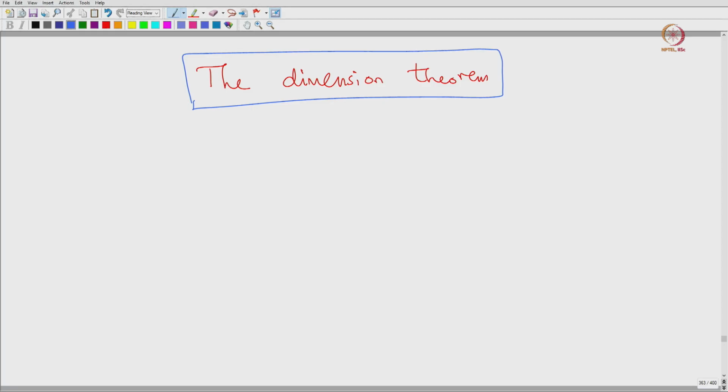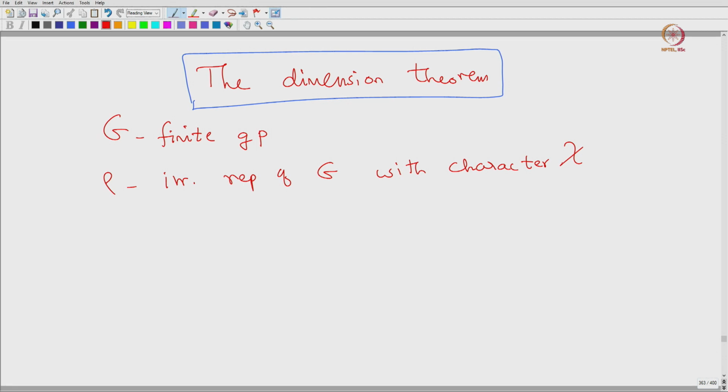Welcome back everyone. In this lecture, as I promised, we will see the proof of the dimension theorem. So, let me recall the statement. Let G be a finite group as always, and then we take rho to be an irreducible representation of G with, let us say, the character chi. Then the dimension theorem asserts that the degree of chi actually divides the cardinality of G.